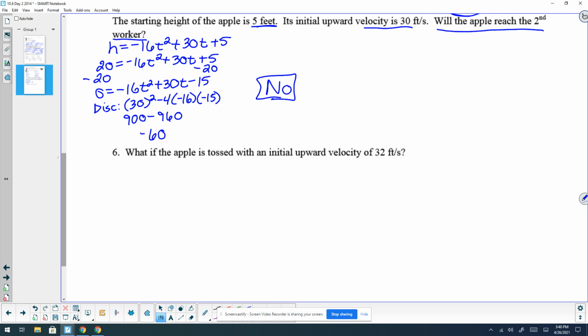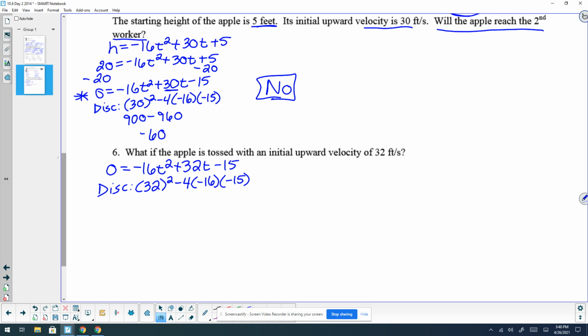So the only thing that's going to change, I'm going to use this equation, and the only thing that's going to change is this 30. Instead of being 30, I'm going to use 32, because everything else is the same about the story. I can use the discriminant to check and see if it will reach the second worker. So 32 squared, b squared, minus 4 times a, which is negative 16, times c, which is negative 15.